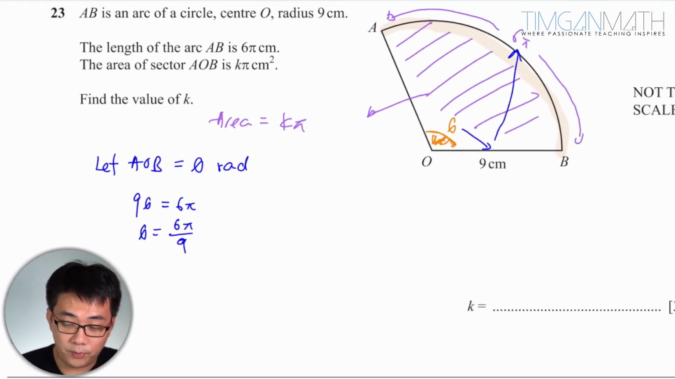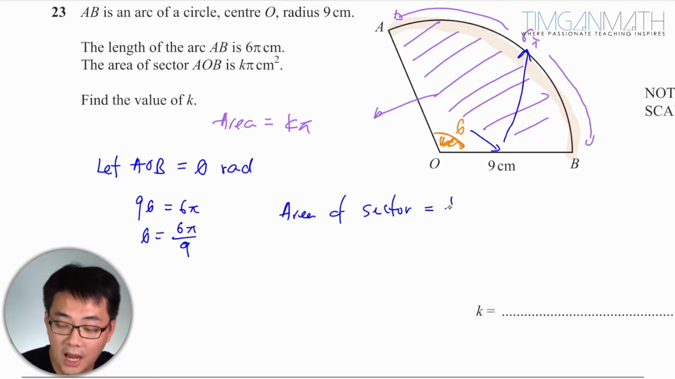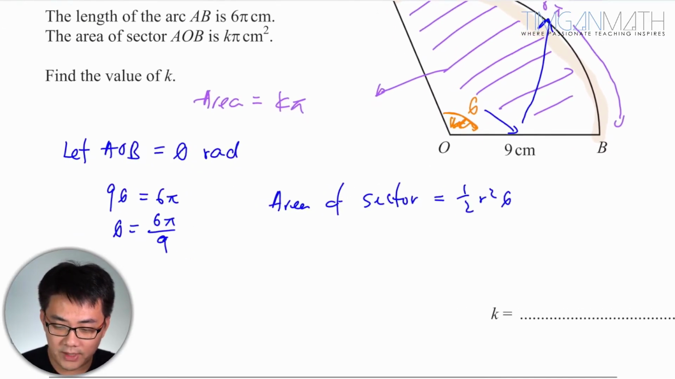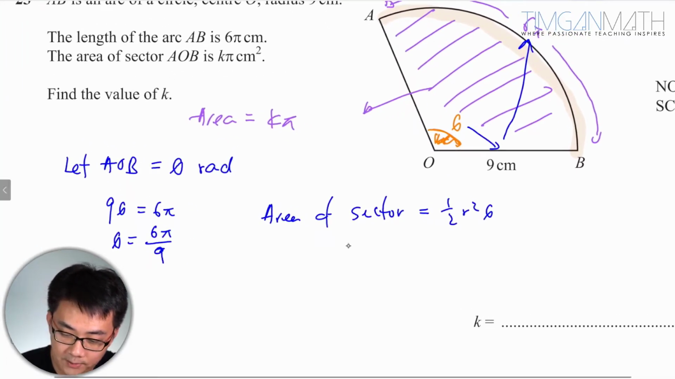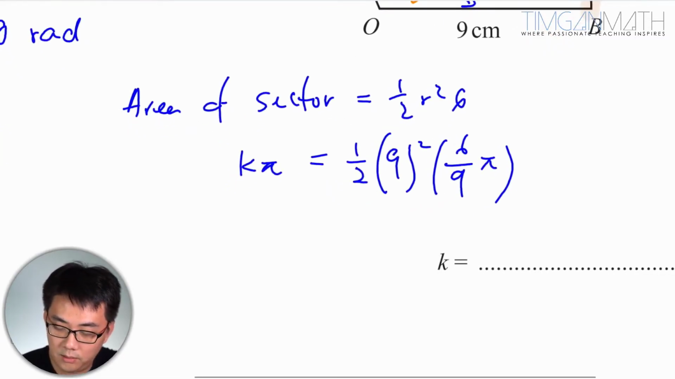Once that is established, you know that the area of sector, this is important, the area of a sector in radians is half r squared theta. This is the formula here. So the area of sector would just be k pi, because that was given to us. This is half r squared, which is 9 squared, times theta, which is 6 over 9 pi. So just k pi. You just cancel out the pi on one side and the other side. I think it's pretty okay.